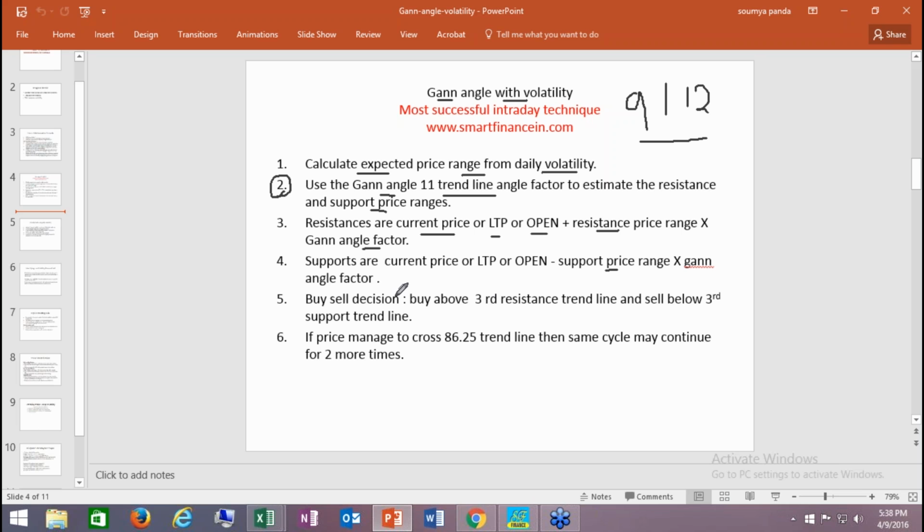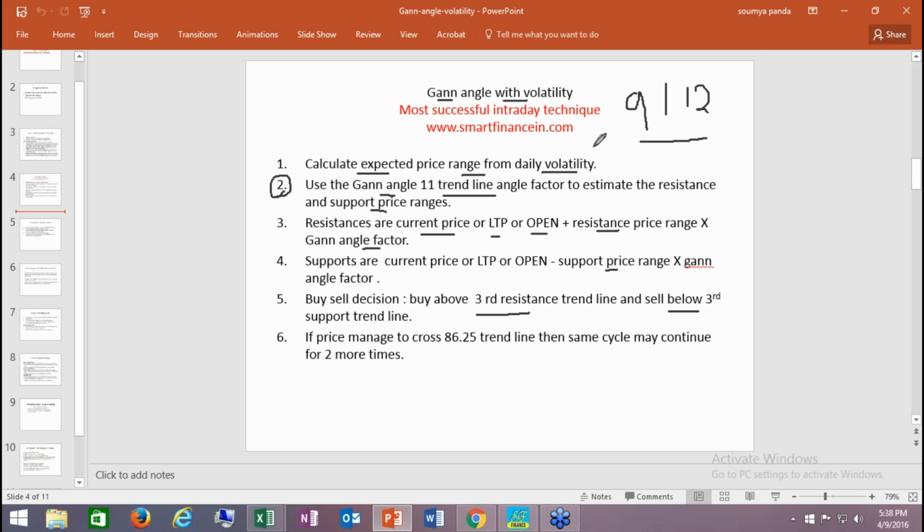And the fifth step, your decision to buy or sell. Whenever the price crosses the third resistance line, you will be purchasing. Whenever the price falls below the third support line, you have to sell. This is how you have to do.